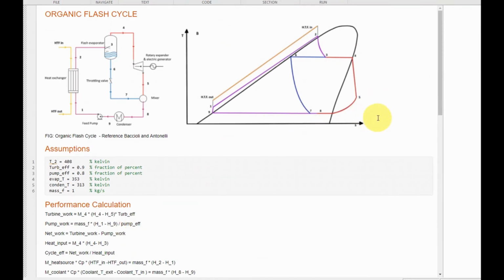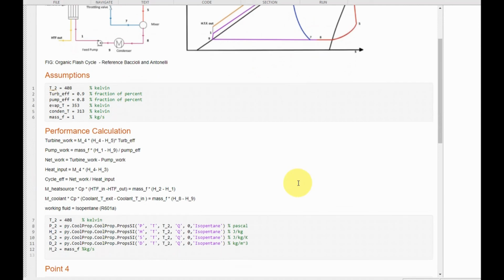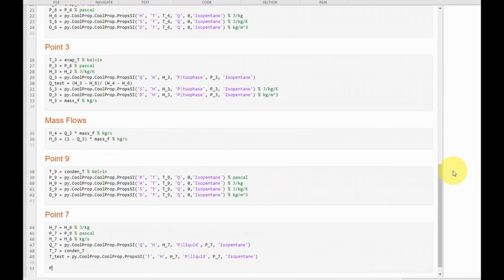So what else have we not calculated? We need to find T5, or properties at point 5. We now know points 4, 3, 6, 7. So we are left with points 8, 5, and 2. So let's go over to point 5.